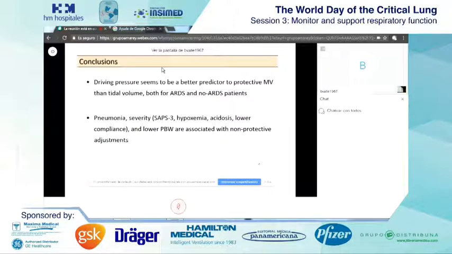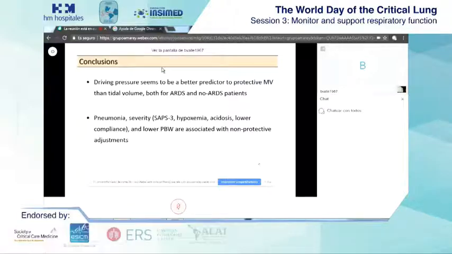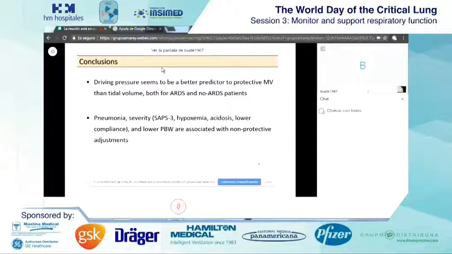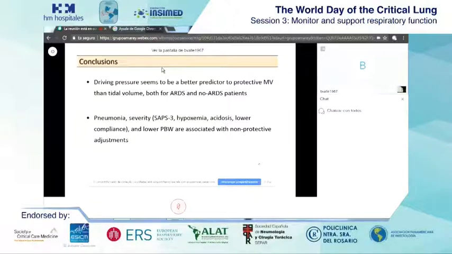So, in conclusion, we think that driving pressure seems to be a better predictor of protective mechanical ventilation than tidal volume, both for ARDS patients, as has been shown by the literature, and for non-ARDS patients, as we tried to demonstrate in our cohort. Pneumonia, the severity of the patient expressed by SAPS3, hypoxemia, acidosis, lower compliance, and lower predicted body weight are associated with non-protective adjustments. And one should be more attentive to patients with these features when adjusting the mechanical ventilation.